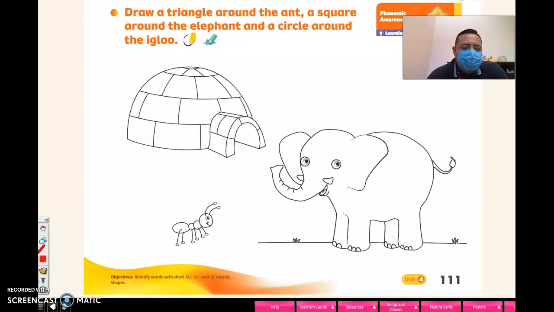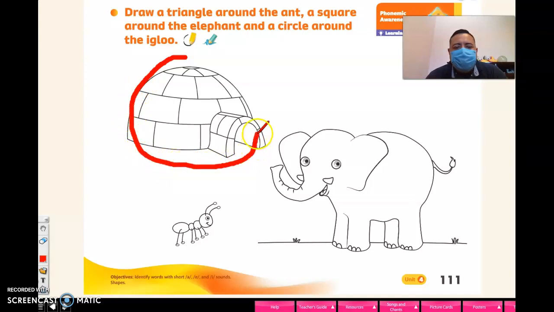Let's do the circle first. Remember, ustedes háganlo muy bien. A mí me queda de repente un poquito chueco por mi aplicación, pero ahí voy. Es un circle. Circle. A triangle around the ant.